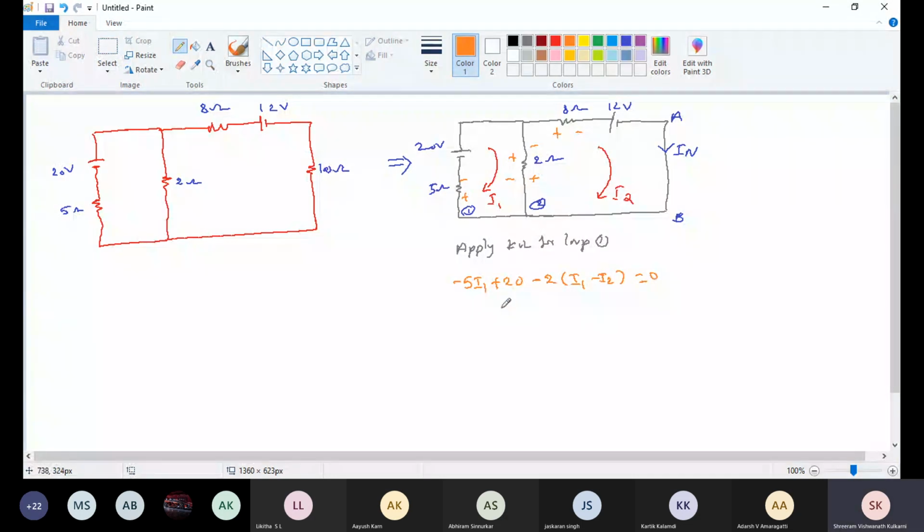If I simplify this, I will get 7 I1 minus 2 I2 equals 20. I will call this equation 1. Now, same way, apply KVL for mesh 2, that is loop 2.